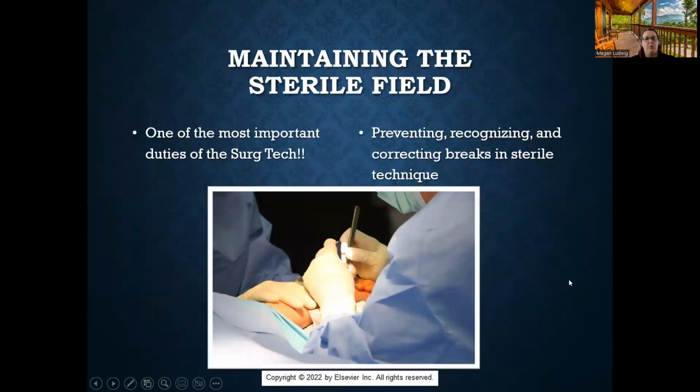Okay, so maintaining the sterile field, once you set up that sterile field, how do we maintain it? Again, one of the most important duties as a surg tech, that's the majority of your job. A lot of people think, oh, you're just passing instruments in surgery. No, it's a huge deal making sure that everything in that room stays sterile for that patient. You're going to be watching people like a hawk. You're not just looking at what you're doing, you're also looking at what everybody else does, because you have to prevent, recognize, and correct any breaks in sterile technique, not just from you, but from anybody.